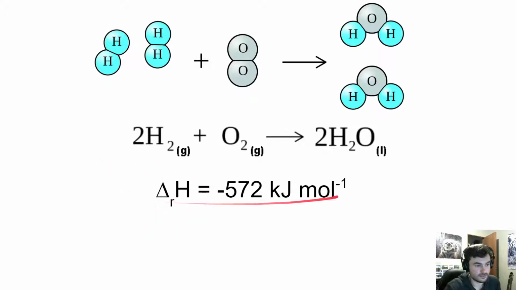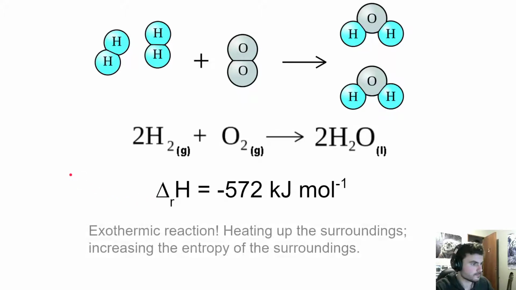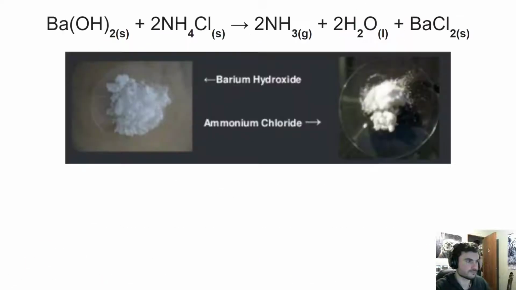Because of this, delta H is the key. This is how delta H actually links to entropy in the first place. It's an exothermic reaction, heating up the surroundings, increasing the entropy of the surroundings. This is a bit more of a complicated equation, and I'll show you this in class when we go back to school. Have a think if this is increasing or decreasing entropy.